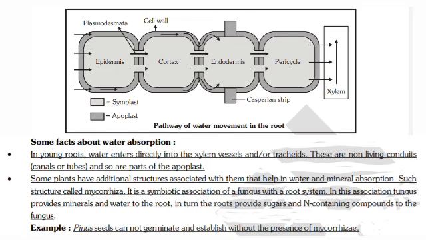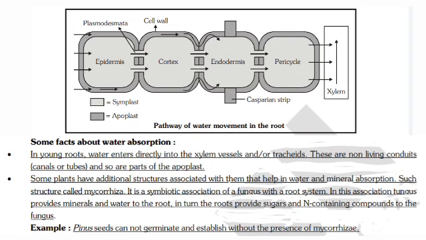Check it carefully. Some facts about water absorption. In young roots, water enters directly into the xylem vessels and xylem tracheids. These are non-living conduits, or canals, or tubes, and so are parts of the apoplast.